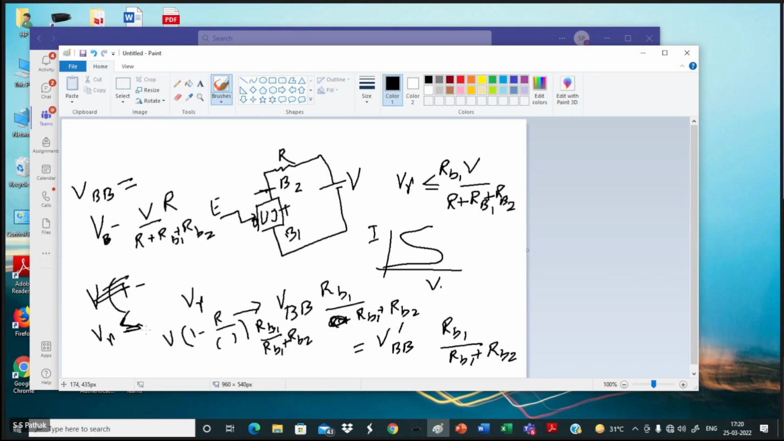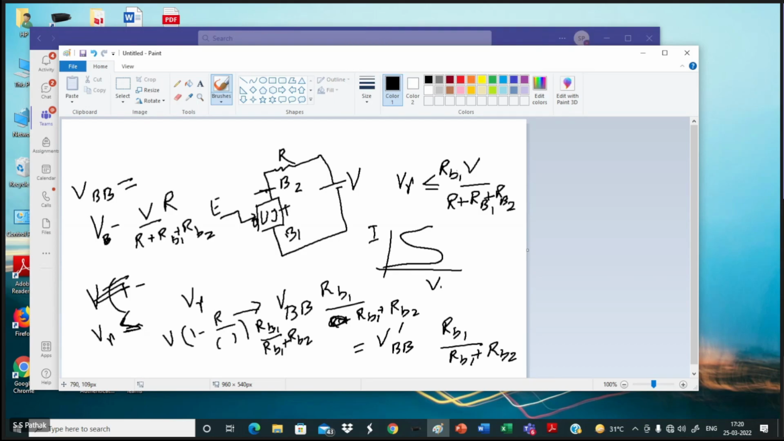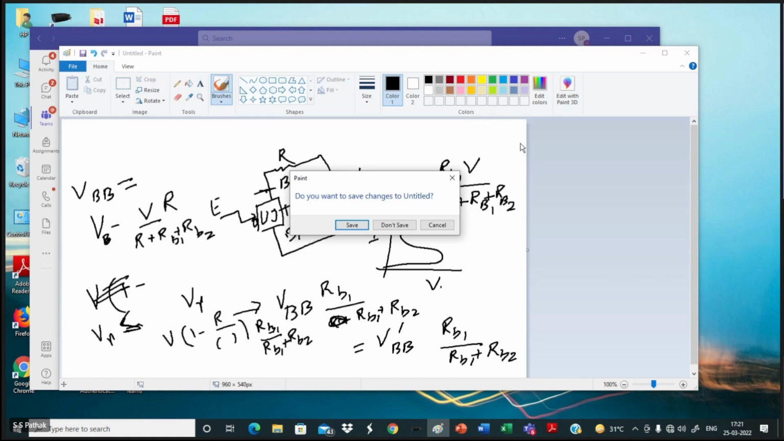Is that okay? Am I going fast or is it okay? Okay, sir. Okay, fine. Now, if it is fast, then you can stop me. I'm coming to some other solutions.